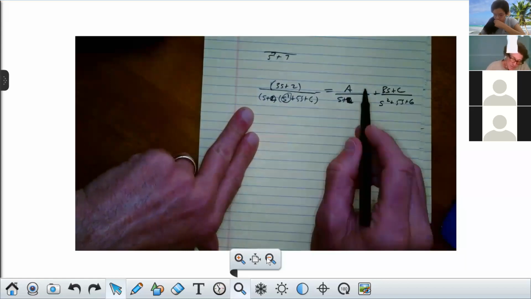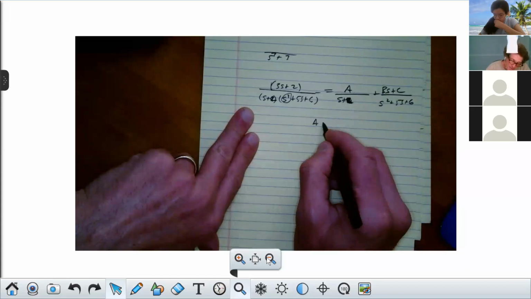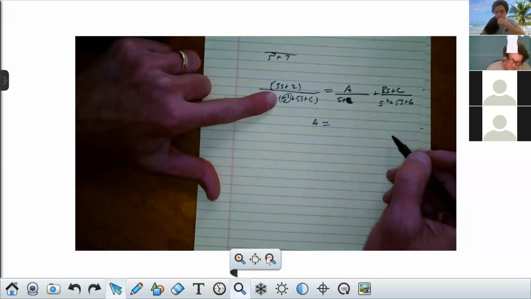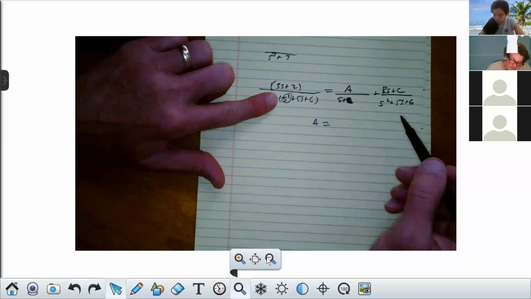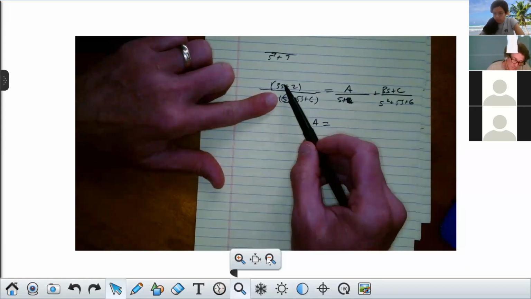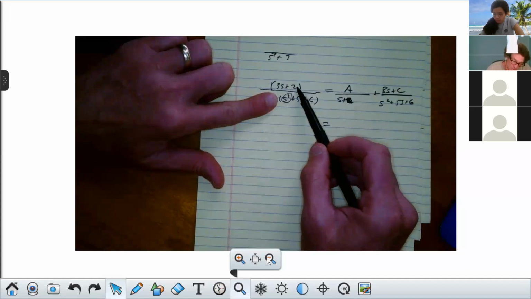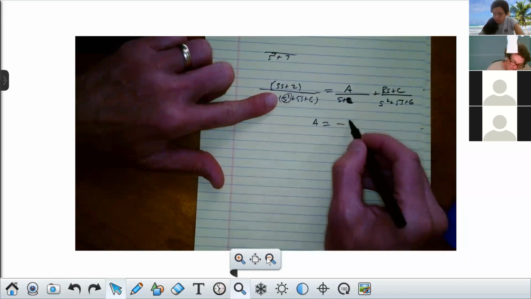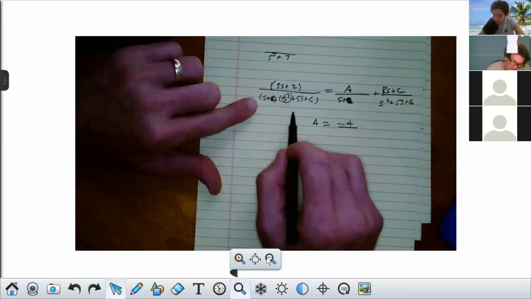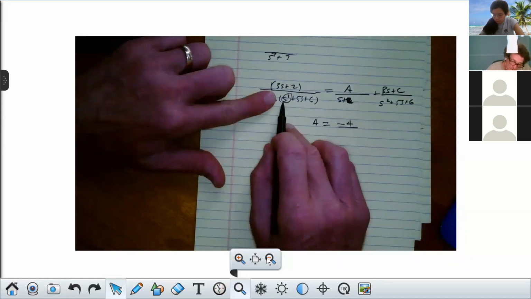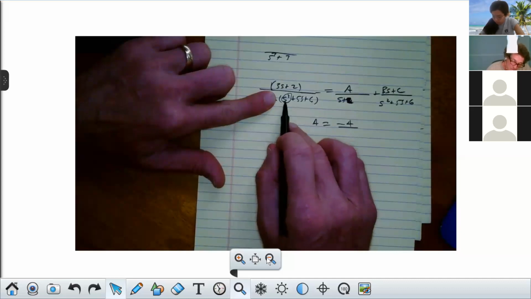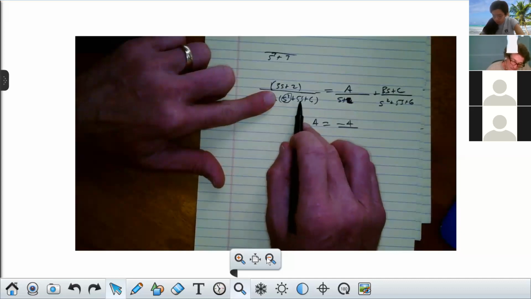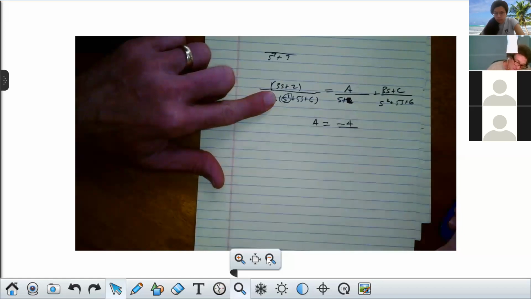Now, the first thing you solve for is A. You cover this up, right? Mm-hmm. And you evaluate what's left over at minus 2. So you would have 3 times minus 2 is minus 6 plus 4 is minus 4, correct? Yes, sir. And then you would have minus 2 squared is simply 4, and 5 times minus 2 is minus 10, right? Yes, sir. 4 minus 10 is minus 6, plus 6.